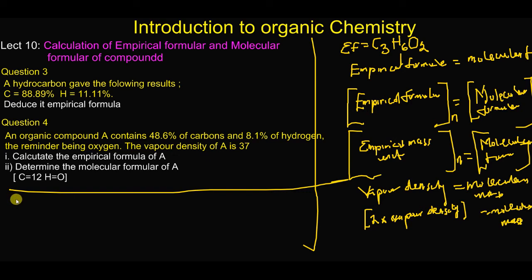So therefore, the molecular mass for the compound, which shows the total mass of the molecule, is 2 times the vapor density, 37. When you multiply it, you are going to get 74. So once you do that, you will then connect the empirical formula to the molecular formula.